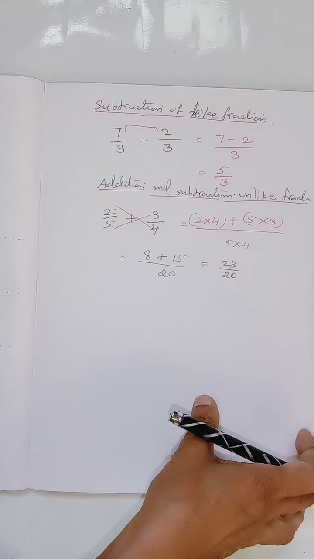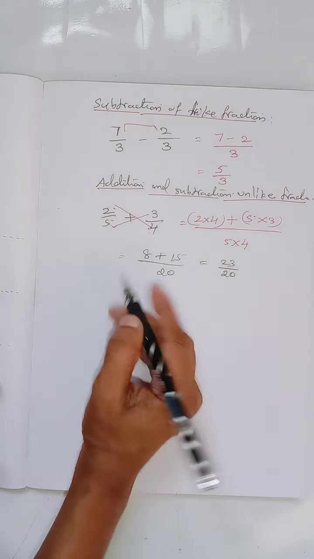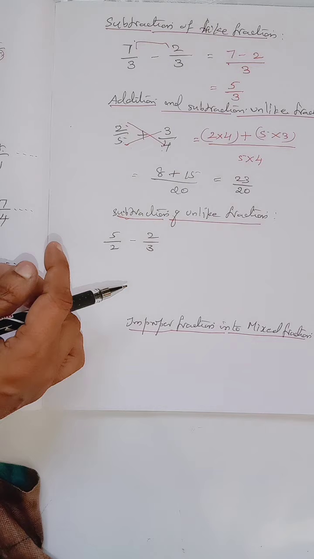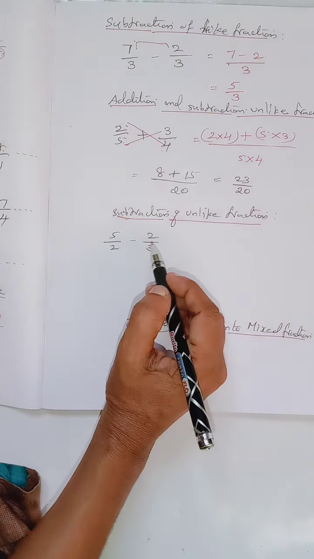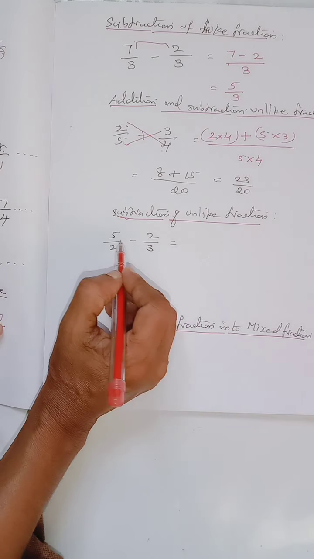Like this, I can do the subtraction also. Okay, this is addition. Can we do one subtraction? I have taken numbers as follows. Next, let us see how to subtract the unlike fractions. It is very simple, like how we did previously.